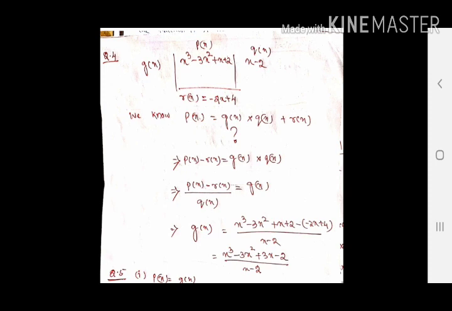So, first I have to think of the relation between p(x), g(x), q(x), r(x), that is either you can say Euclid's division lemma or division algorithm. Okay. So, we know p(x) equals g(x) into q(x) plus r(x). What is asked? g(x). So, I will keep g(x) on one side and take all the others to the other side.